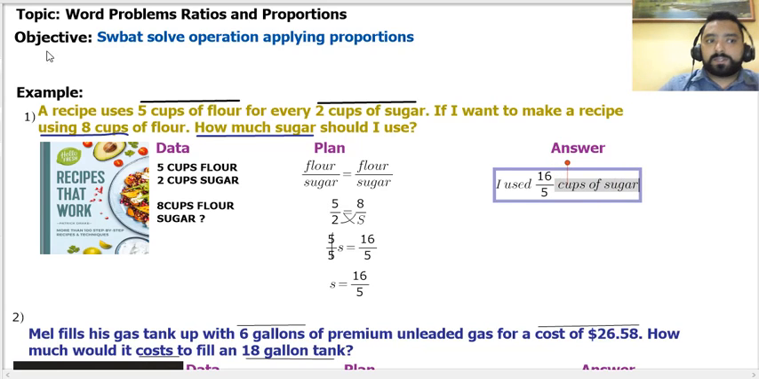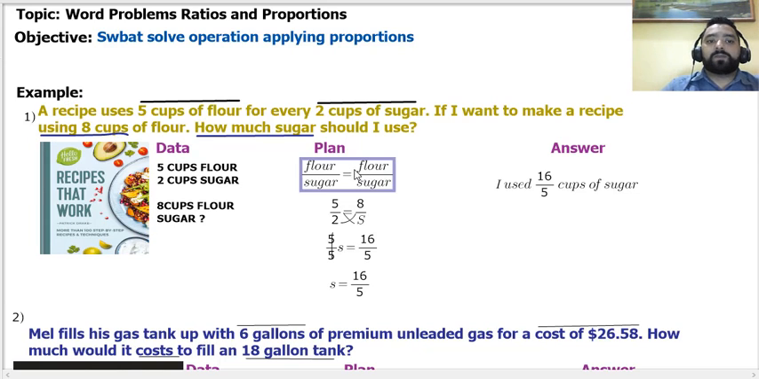And we already finished this situation about a recipe. Remember, it's important to write a ratio. What quantities are you comparing? You are comparing the cups of flour and the cups of sugar.